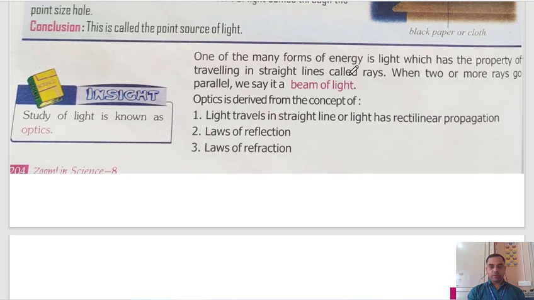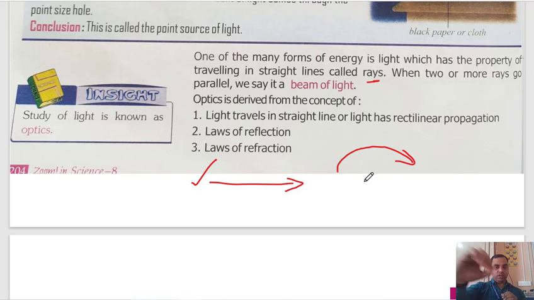One of the many forms of energy is light, which has the property of traveling in straight lines called rays. Now remember this one, light always travels in a straight line. It does not get bent. This is one of the properties of light. If you try to see an object through a pipe which is straight, you will be able to see. Suppose you have bent the pipe, you will not be able to see. Why? Because light does not travel in a curved path.